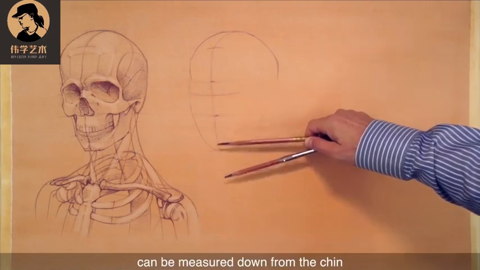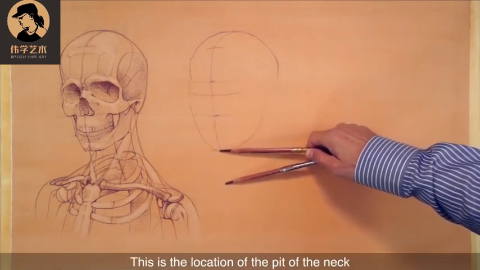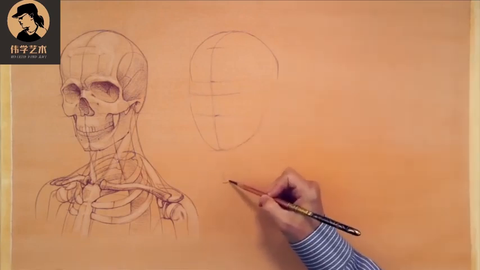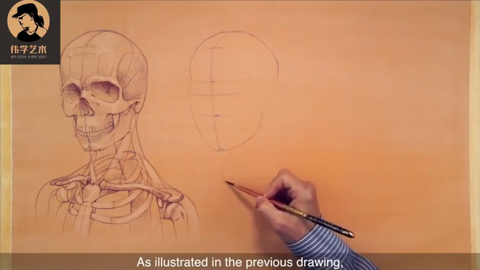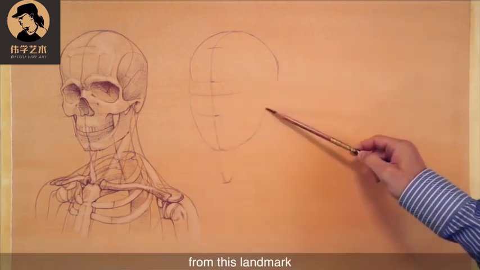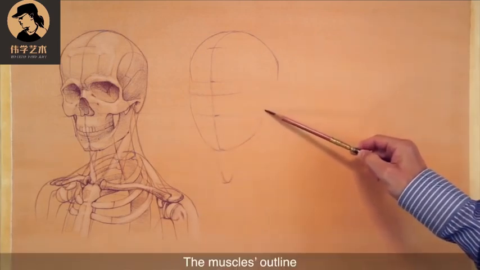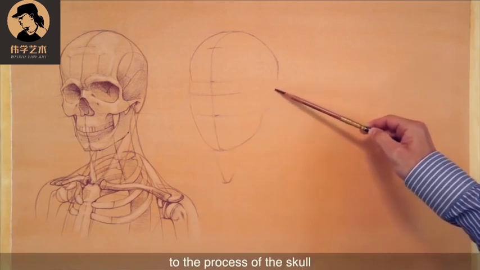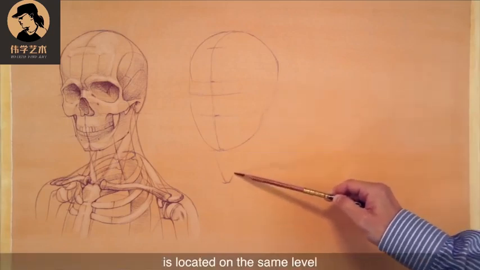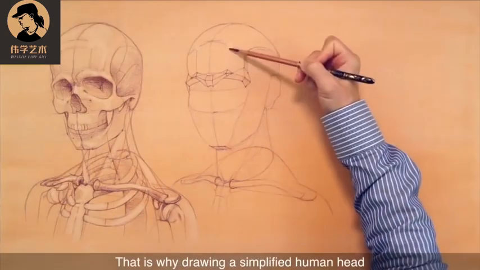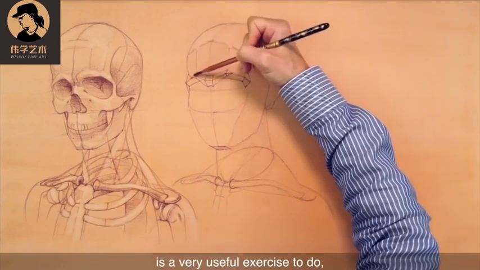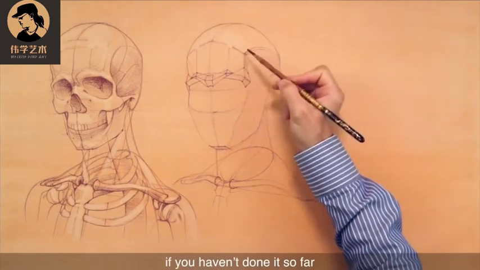1/3 of the face can be measured down from the chin. This is the location of the pit of the neck. As illustrated in the previous drawing, the neck muscles form a V shape from this landmark. The muscle's outline goes from the breastbone to the process of the skull behind the ear. This process is located on the same level as the base of the nose. Drawing a simplified human head with virtual planes is a very useful exercise to do if you haven't done it so far.